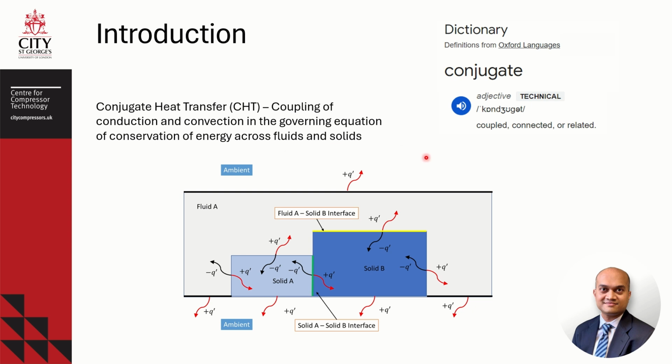Here you can see a layout of such a problem where we have fluid A, which is enveloping two solids, solid A and solid B. And for heat transfer to happen between them, there are fluid A to solid B interfaces and similarly solid A to solid B interfaces. Across this interface, according to conservation of energy, the flux going in and out of the object or body should be balanced.